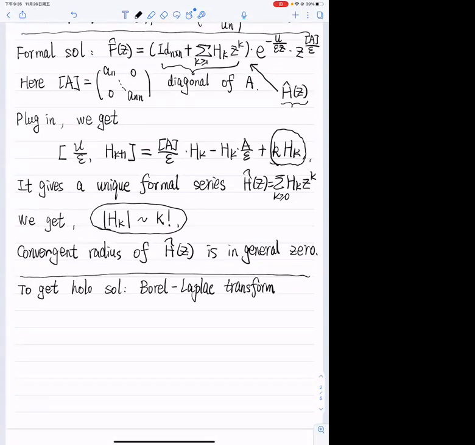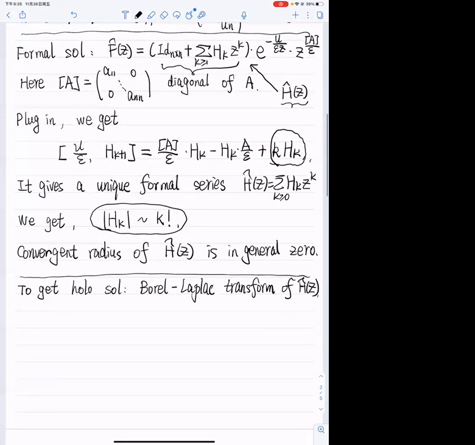I don't know if I should spend a lot of time on these details. I don't know if people are familiar with this Borel-Laplace transform, so let me give an introduction to that.